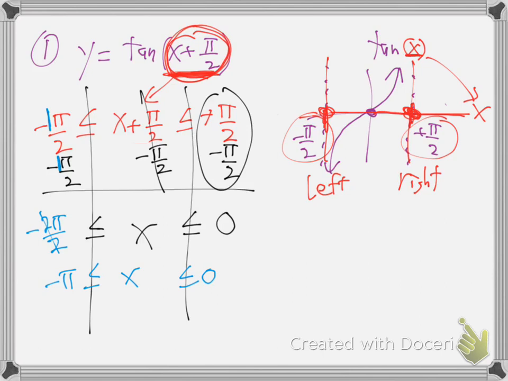Okay, so what does all this mean? That means this is the new left edge. This is the new right edge. So when I go to do the graph, the asymptotes are not going to be at negative pi over 2 and positive pi over 2 anymore.